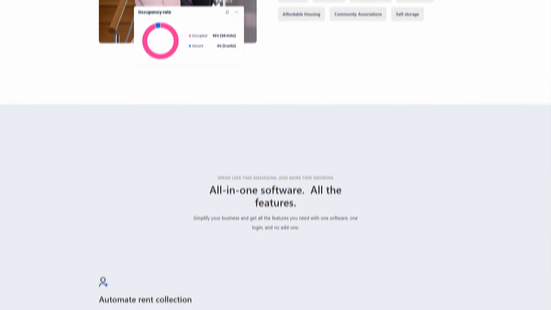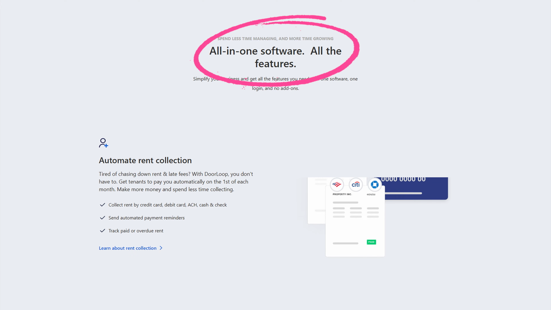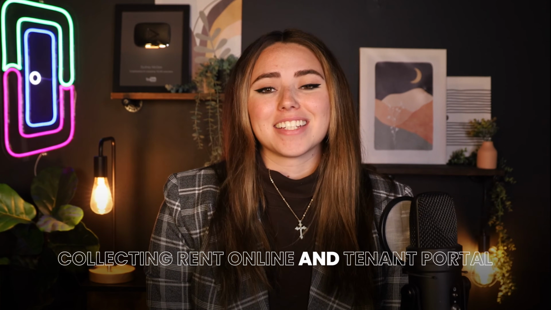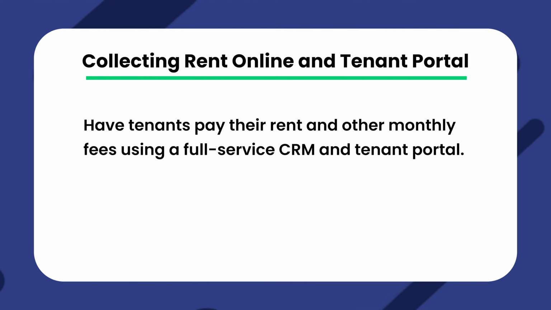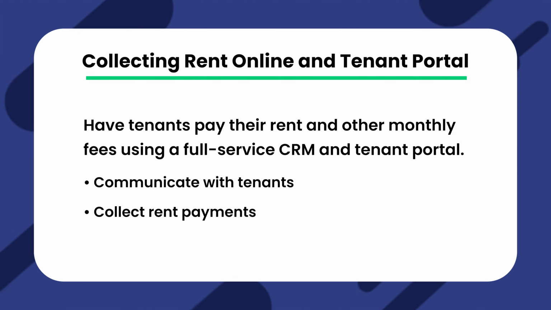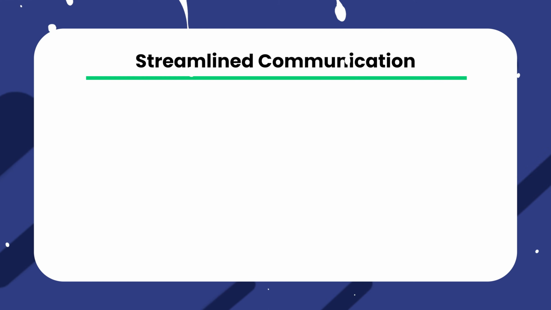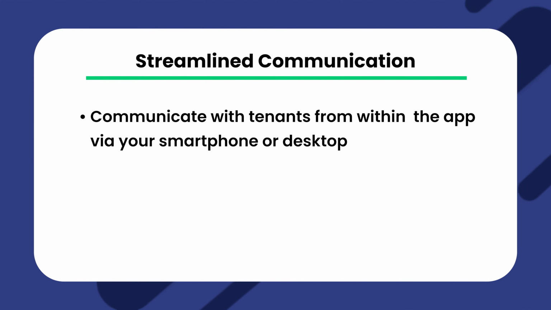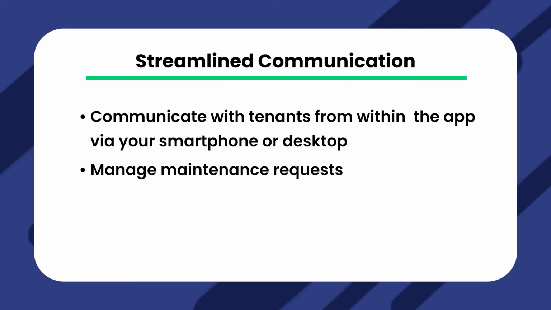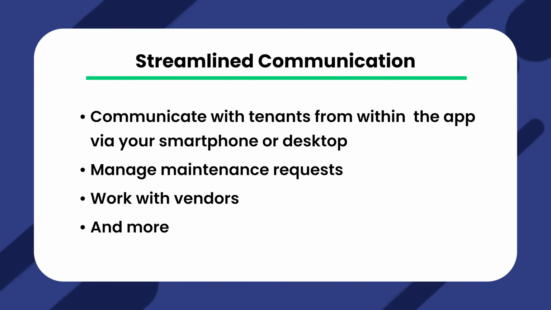DoorLoop is an all-in-one property management platform that can handle company accounting and a whole lot more. DoorLoop's features include collecting rent online and a tenant portal, where you can make it easier than ever for your tenants to pay their rent and other monthly fees with our full-service CRM and tenant portal, communicate with tenants, collect rent payments by giving your tenants a convenient portal that they can access via their smartphone, and more. Streamlined communications, where you can communicate with tenants from within the app via your smartphone or desktop, manage maintenance requests in minutes, work with vendors, and more, all from within one platform on DoorLoop.